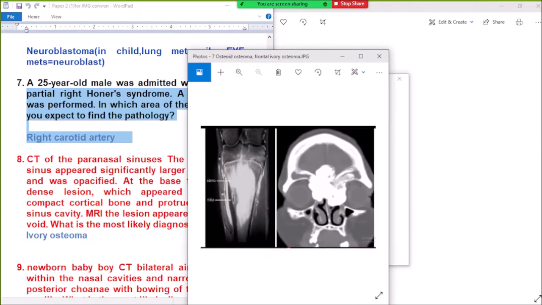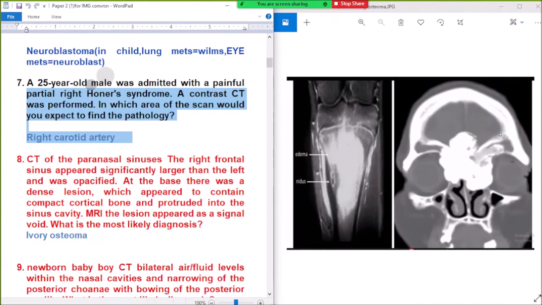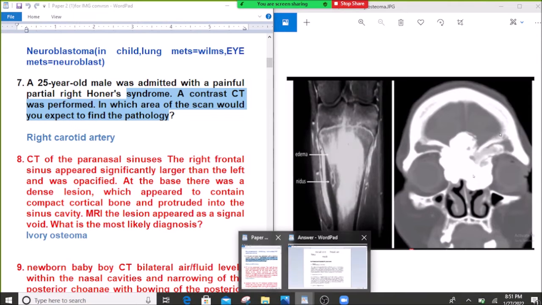Okay, forget this. So when a patient has a painful right Horner syndrome and a contrast scan was performed, in which area would you expect to find the pathology? Right carotid artery, because right-sided Horner syndrome is caused by the right carotid artery. The other options make no sense. Let's see question number 7.